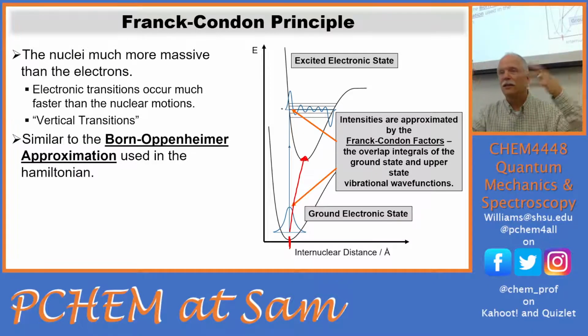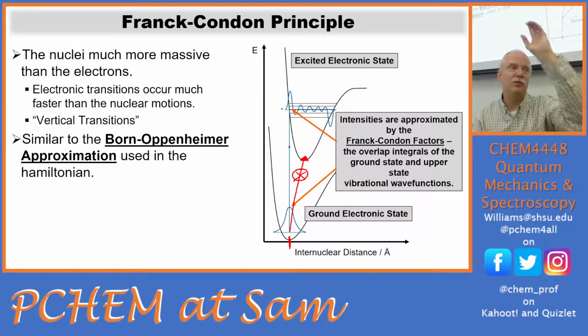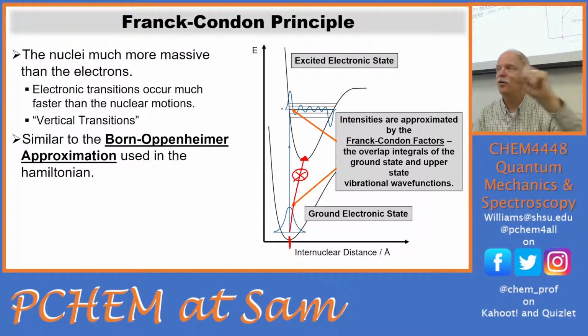Remember the gnats and the guy trying to get away from the gnats. So this can't happen. I'm going to put a big X there, because that's not a vertical transition. That's going diagonal in this potential energy surface. So the geometry is fixed whenever light is being emitted or absorbed. Those are vertical jumps.